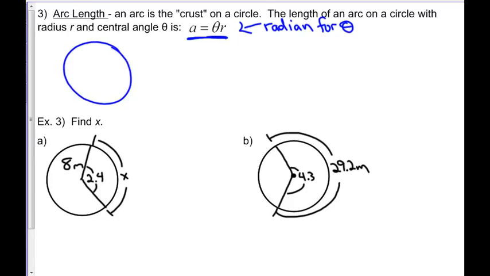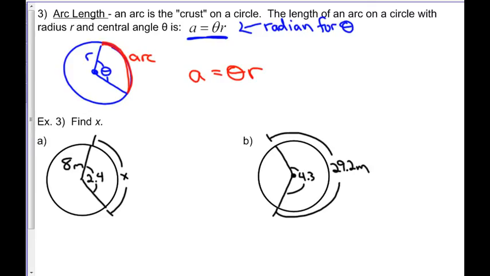Okay, so here's what it means. If you have some circle with a radius r and some central angle that we're calling theta, then the size of this, that's called the arc length, or the crust, is given by theta times r. Now you can do it in degrees as well, but the formula is more elegant when we do it in radians.